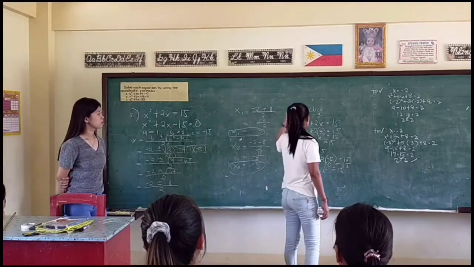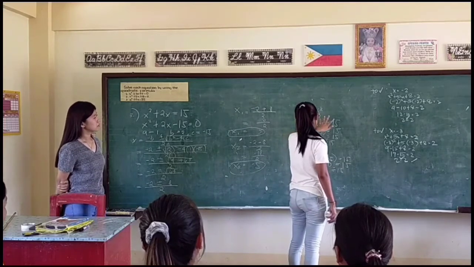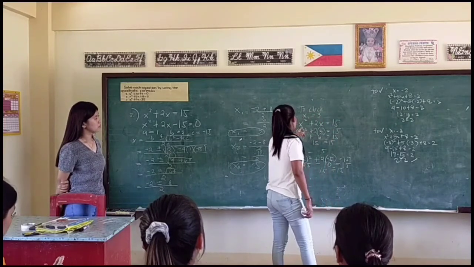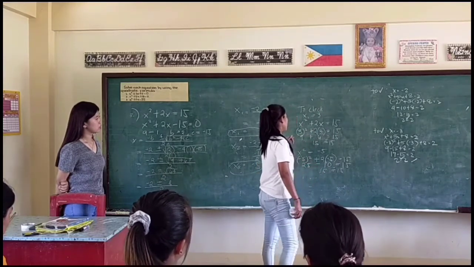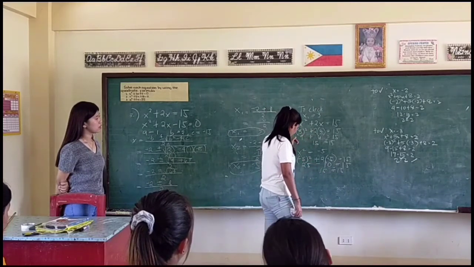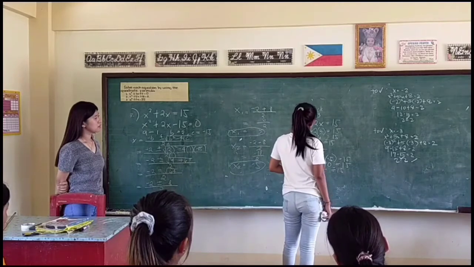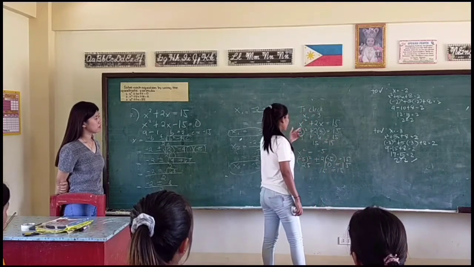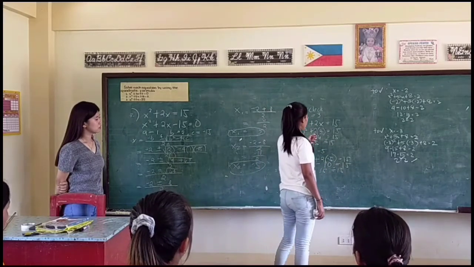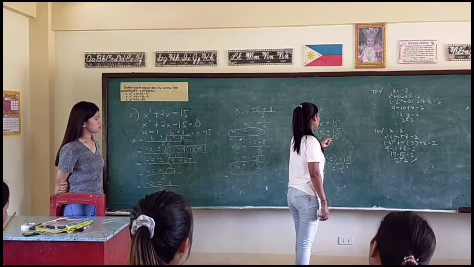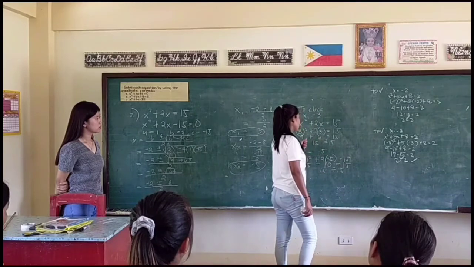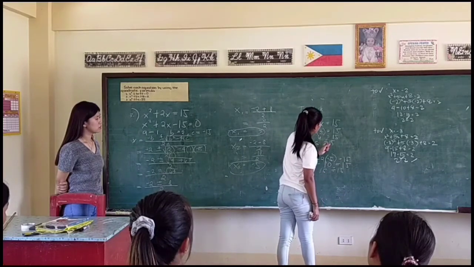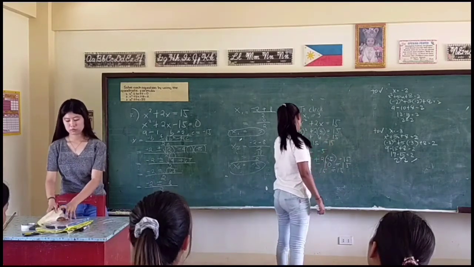Then to check, x1 is 3, and x squared plus 2x is equal to 15. 3 squared plus 2 times 3 is equal to 15. 3 times 3 is equal to 9, plus 2 times 3 is equal to 6. Then 9 plus 6 is equal to 15. 15 equals 15. So it is correct.